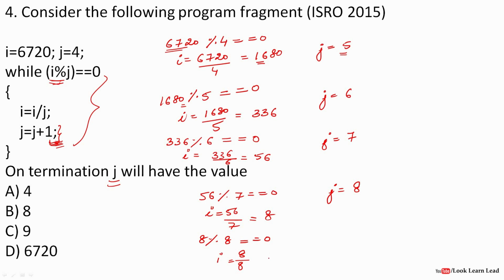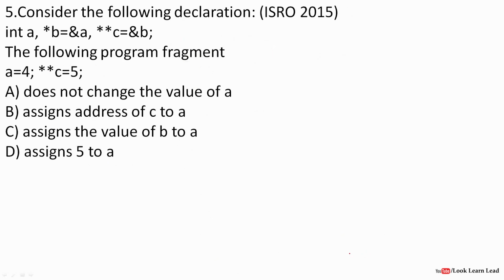So the value of I at the end of the loop would be 1, and the value of j at the end of the loop would be 9, because next time it is like 1 mod 9, so it is not equal to 0. So the value of j is 9 at the end of the loop. So C is the answer. Okay, so on termination the value of I would be 1, and the value of j would be 9.